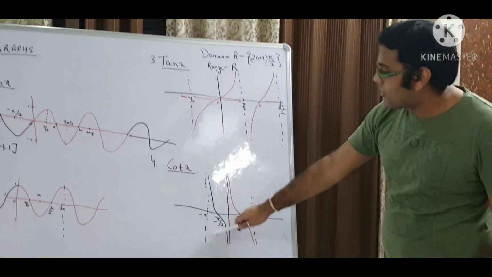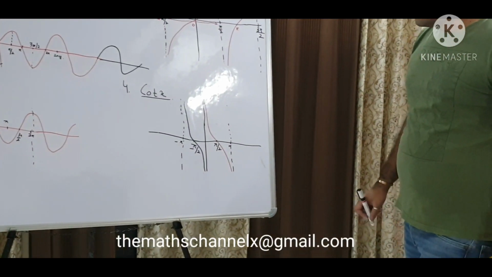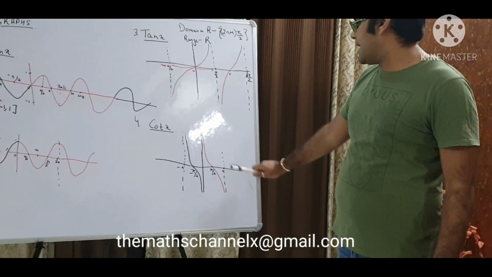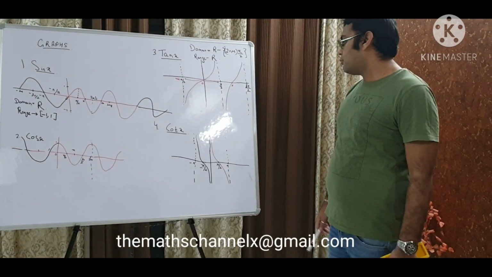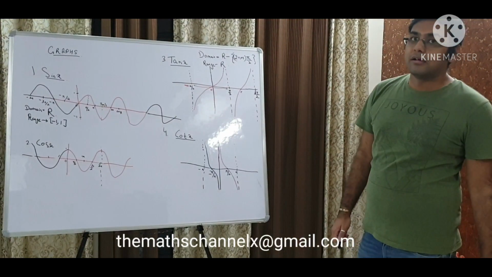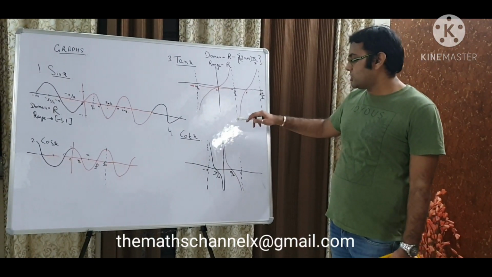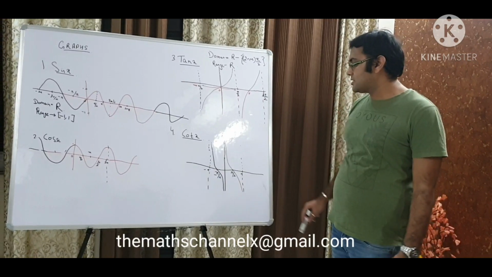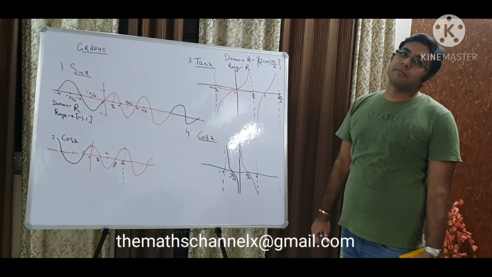And the same goes for cot x. Cot x is not defined at 0, pi, or we can say at all the integral multiples of pi. Hence, the range is all real numbers and the domain is all real numbers minus n pi.